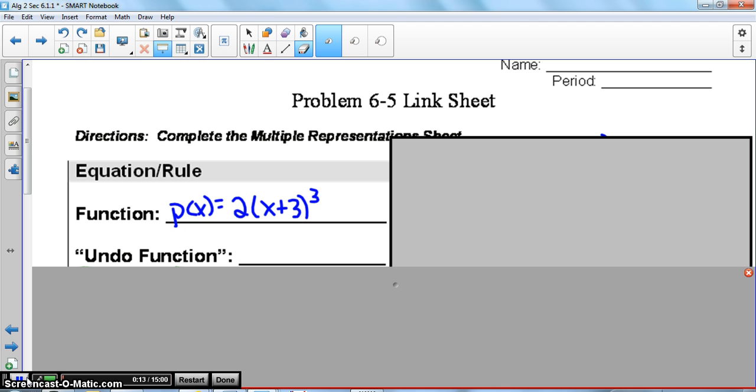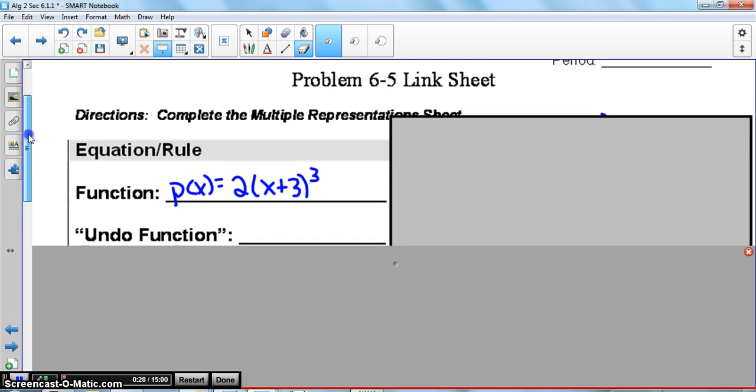So the first thing you want to do is copy down the four functions from problem 6-5 onto your four link sheets and put them right here in the function box. We're going to do p of x together. So as you can see, p of x is 2 times quantity of x plus 3 quantity cubed.